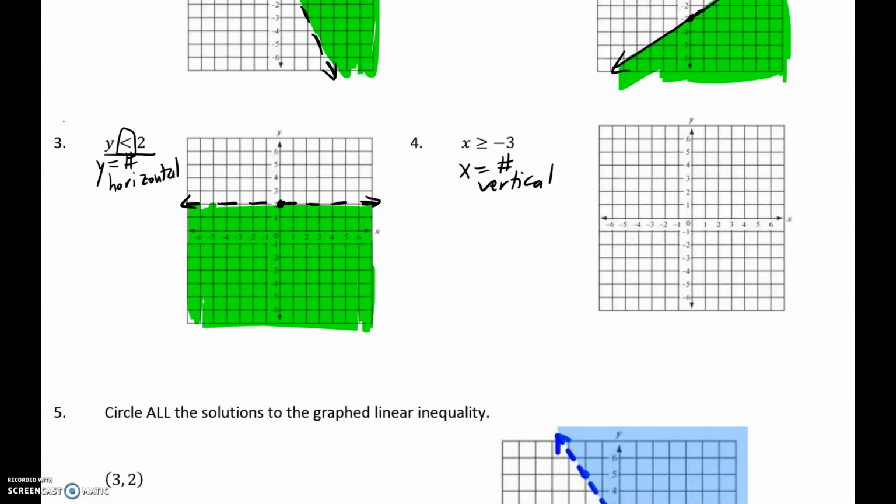Okay? And you notice you can try a point like 0, 0. Plug in 0 for y, 0 is less than 2. That works. All of these points down here have y values that are less than 2.